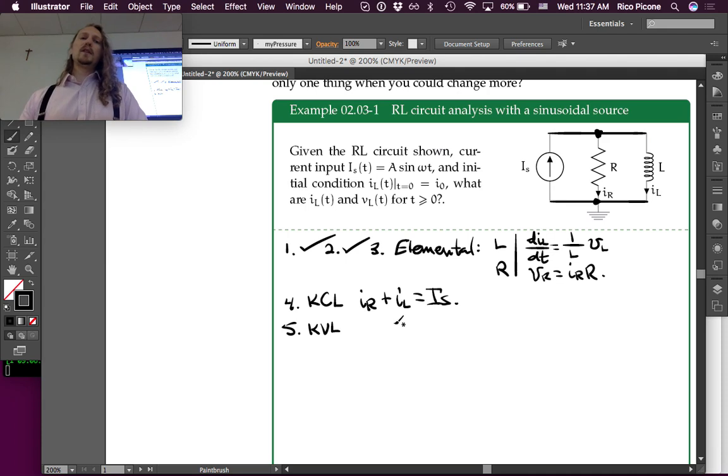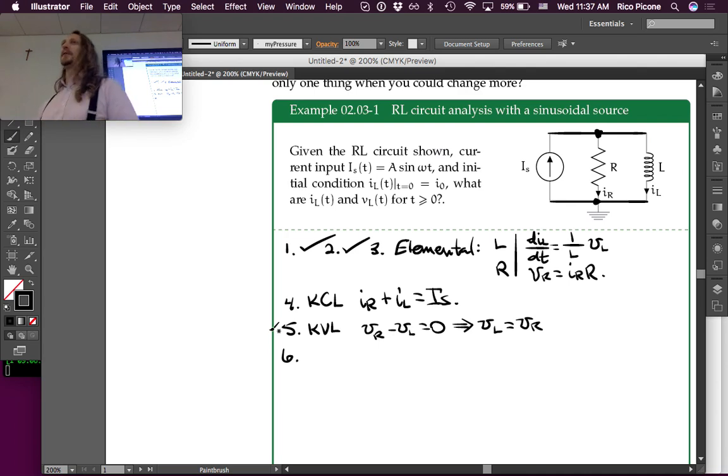We just use this loop, and that loop says what? About the voltage across the resistor and the voltage across the inductor. VR minus VL should be 0. Yeah. VR minus VL equals 0. And so VL equals VR, right? All right, we're already on step 6, so we're practically done.